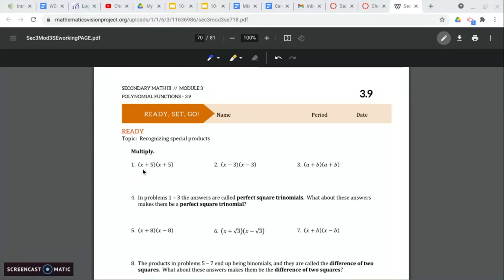So here we are multiplying. Use FOIL. Remember, first, outer, inner, last. So x times x is x squared. 5 times x is plus 5x. Outer, x times 5 is another plus 5x. And then last, 5 times 5 is plus 25. Combine your middle two terms. So we have x squared plus 10x plus 25. So that's your answer. You're just using FOIL to multiply these.